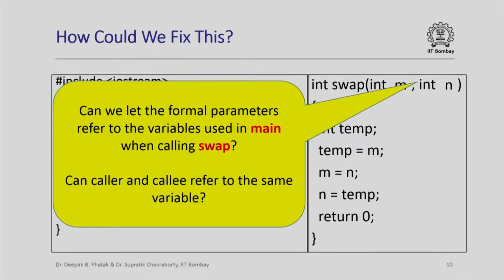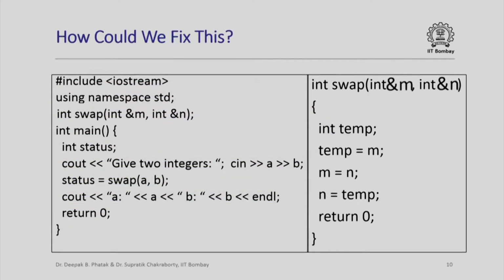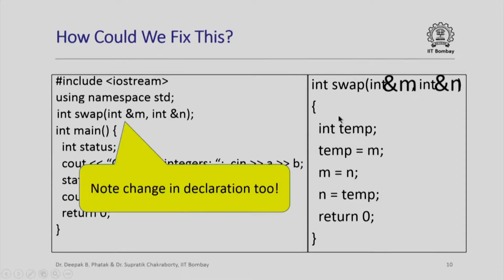It turns out that in C++ we can do this, and this is done by prefixing the arguments with the ampersand operator. So note that we will have a change in the declaration as well.